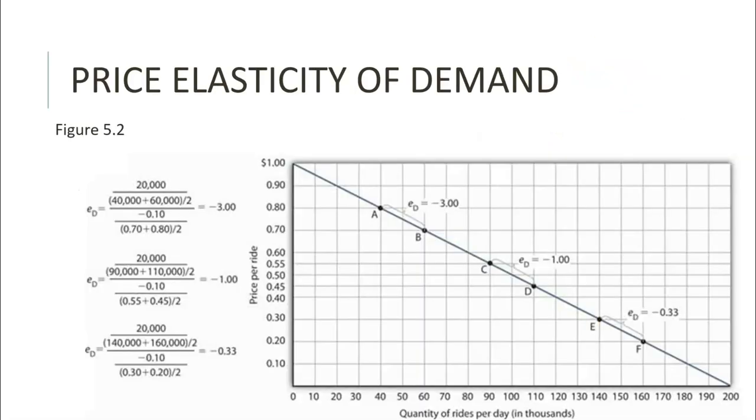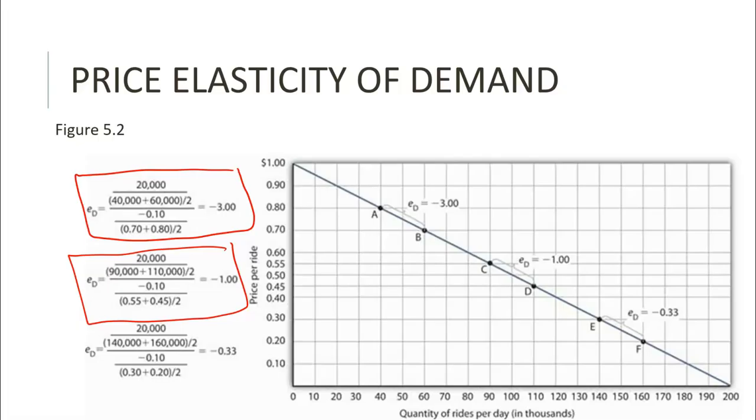Here's another example from your book in figure 5.2. I'm not going to go over all these calculations here in the video. Please let me know if you have questions. But this is looking at 3 different points on the same line. The first one gives us an elasticity of -3. The middle one gives us an elasticity of -1. And that bottom one gives us an elasticity of -0.33. So you can see how on the same line we have an elastic point, we have a unit elastic point, and we have an inelastic point. And it's all because it's relative to where the starting points of the quantity and the price are.